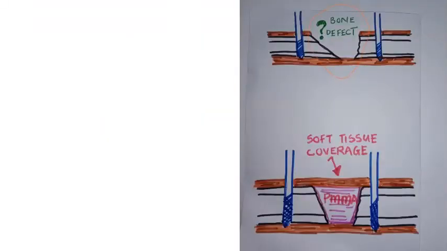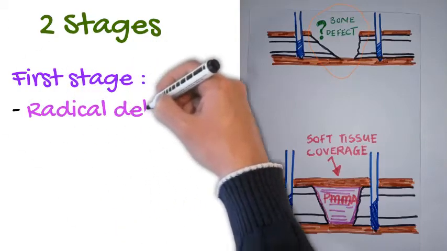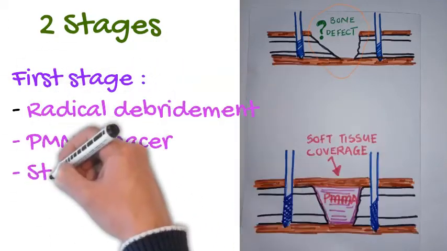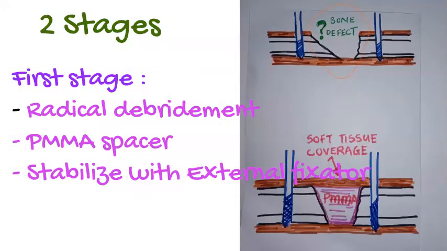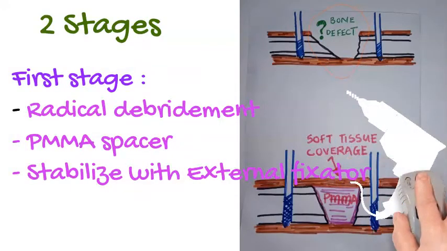Masquelet technique involves 2 stages. The first stage, whereby the segmental defect is radically debrided and a PMMA cement spacer is placed. The bone defect is stabilized with an external fixator or internal fixation.